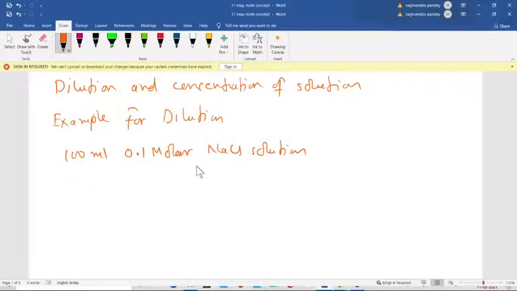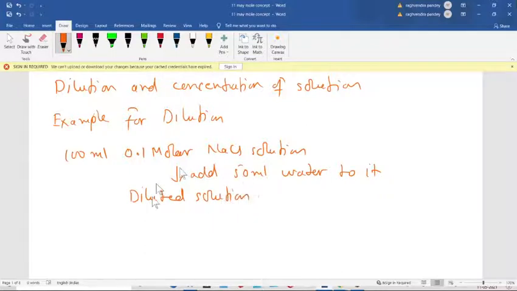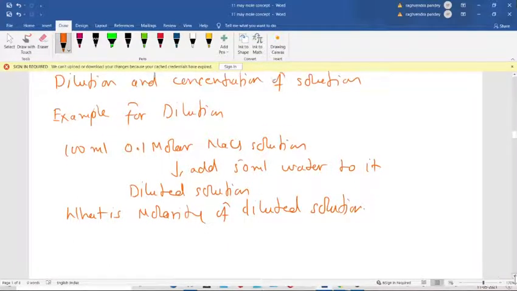Let's add some water to it. Let's add 50 ml water to it. After addition of 50 ml water, the solution will become dilute, so we will have a diluted solution. So the diluted solution is the result. Now, how much is the molarity of the diluted solution? What is the molarity of the diluted solution? Now, how to find this?